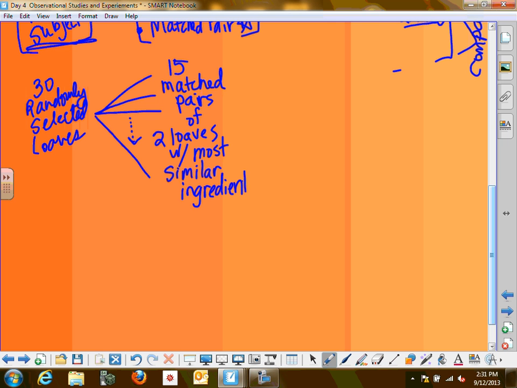Okay? So in essence, how many blocks do I have? 15. Each pair is its own block. Okay. Each pair is its own block. Now, I need to write blocked here. I blocked. And guess what?